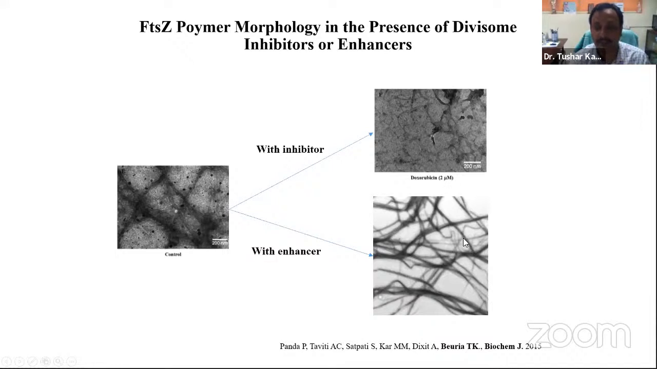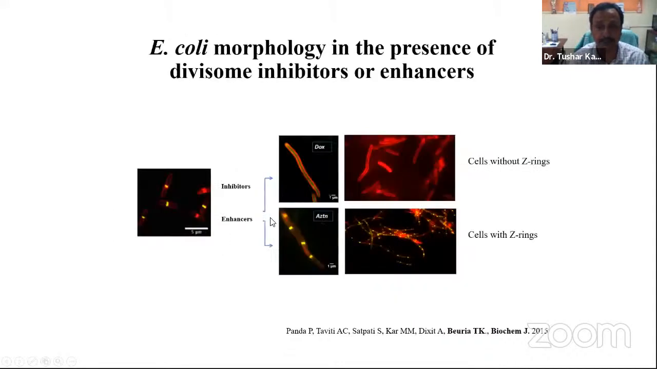In both cases, as I mentioned earlier, the Z ring is quite dynamic in nature. That means it has to form, then it has to disassemble. So if either process is inhibited, then cell division will be hampered, and the bacteria will not be able to divide. So here I'll give you an example in the presence of inhibitors.